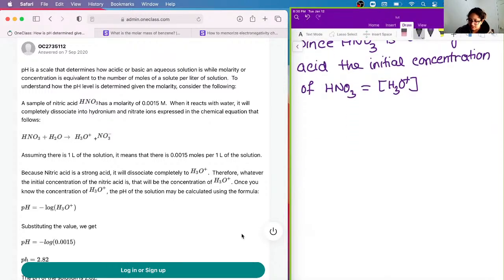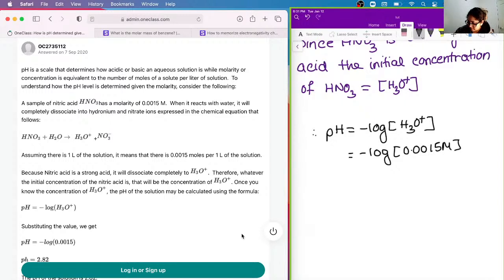So if you guys recall that pH is equal to the negative log of the concentration of the hydronium ions. And so if you substitute the concentration of your hydronium ions, 0.0015 molar, this is log base 10, it would give you a pH of 2.82. So we know this is acidic, right?